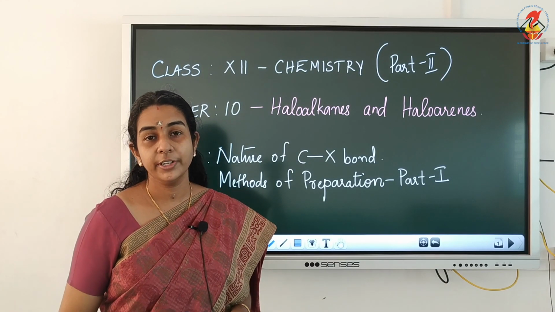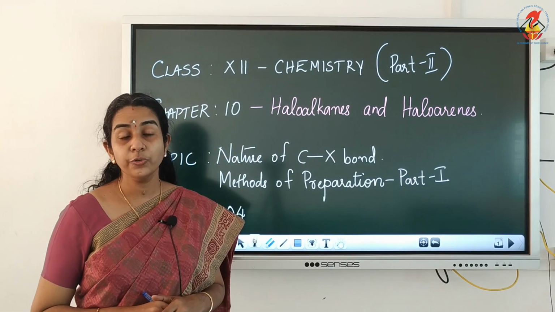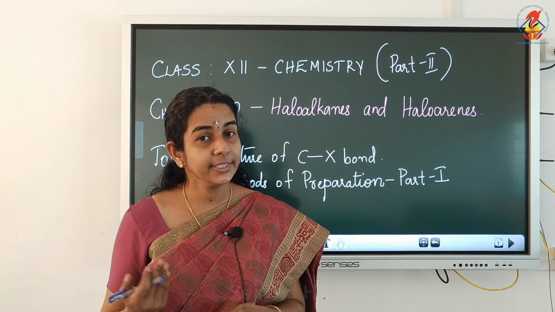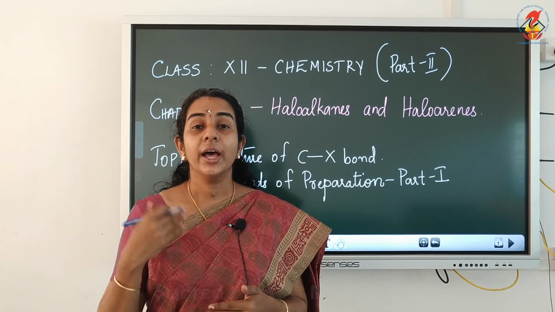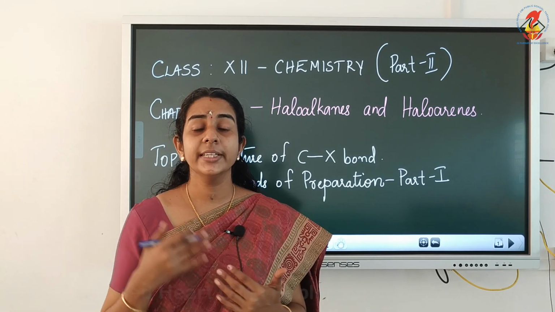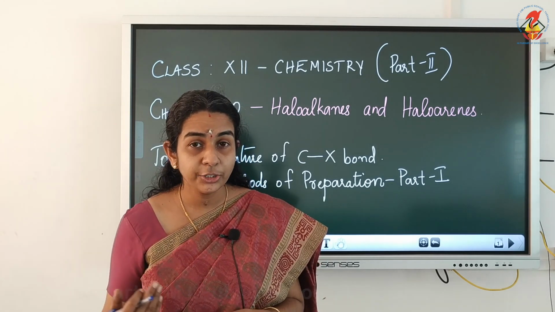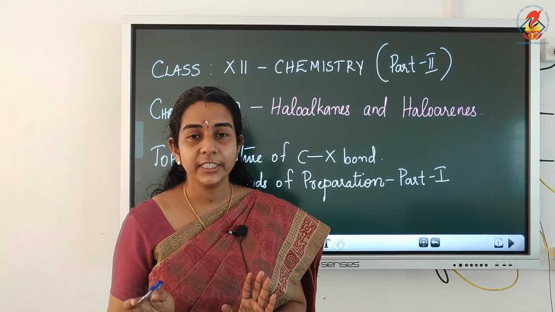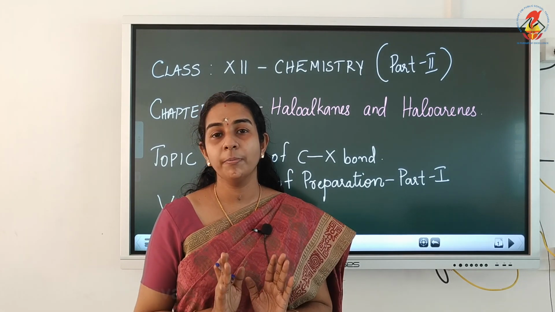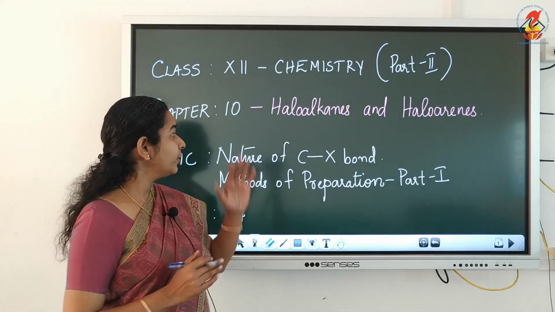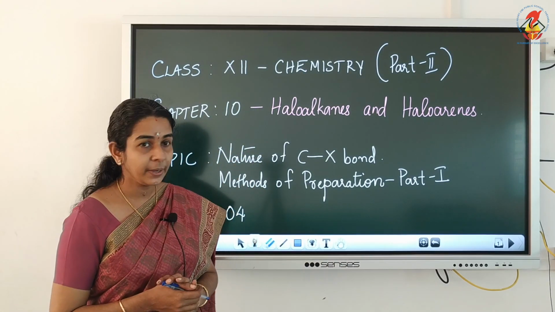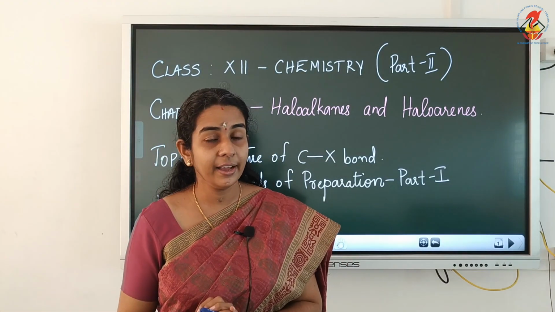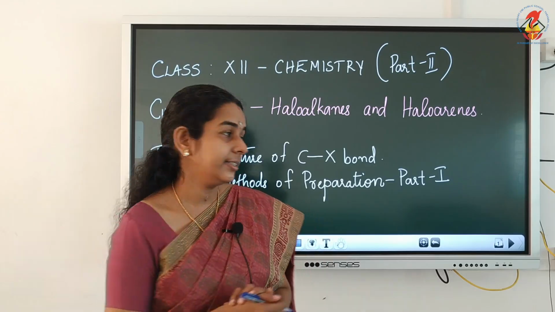Today we are going to study the nature of the C-X bond because we are dealing with haloalkanes and haloarenes. Haloalkanes and haloarenes are compounds containing halogen as the functional group, so definitely there will be a C-X bond present in all the compounds that we are dealing with. So what is the nature of the C-X bond? And we will then start the preparation methods of alkyl halides and aryl halides.